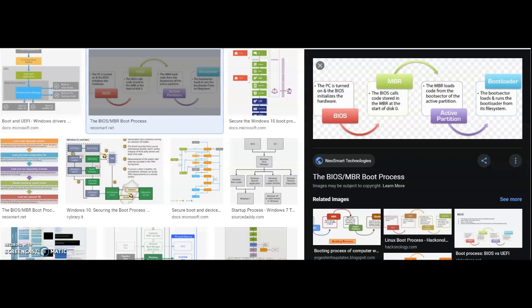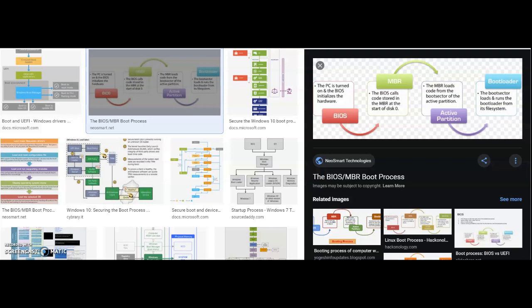So today I'm going to go over boot sequence and explain to you what that means. Each time a computer boots up, it goes through an initial series of processes, yeah? So this sequence of events is known as boot sequence.